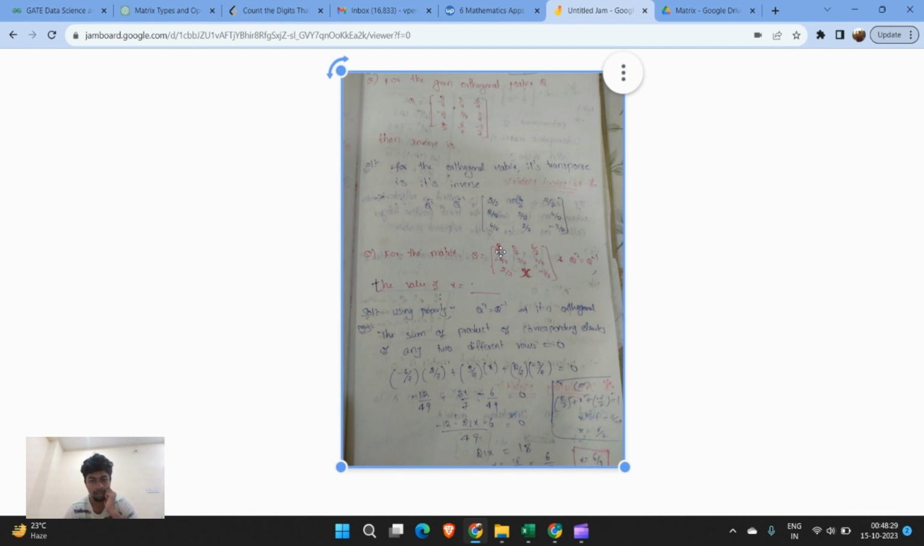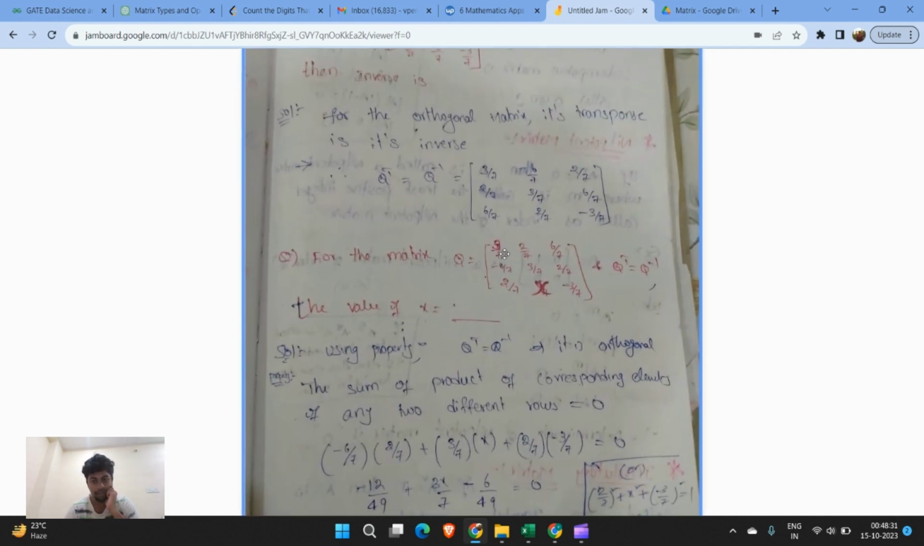So in this example, you can see it's 3 by 7, 2 by 7, 6 by 7. So the sum of the squares of any row is equal to 1. So 3 by 7 whole square plus 2 by 7 whole square plus 6 by 7 whole square. So the denominator will be 49. So 9 plus 4 plus 36, so total 49. 49 by 49 is 1. So this condition is satisfied.